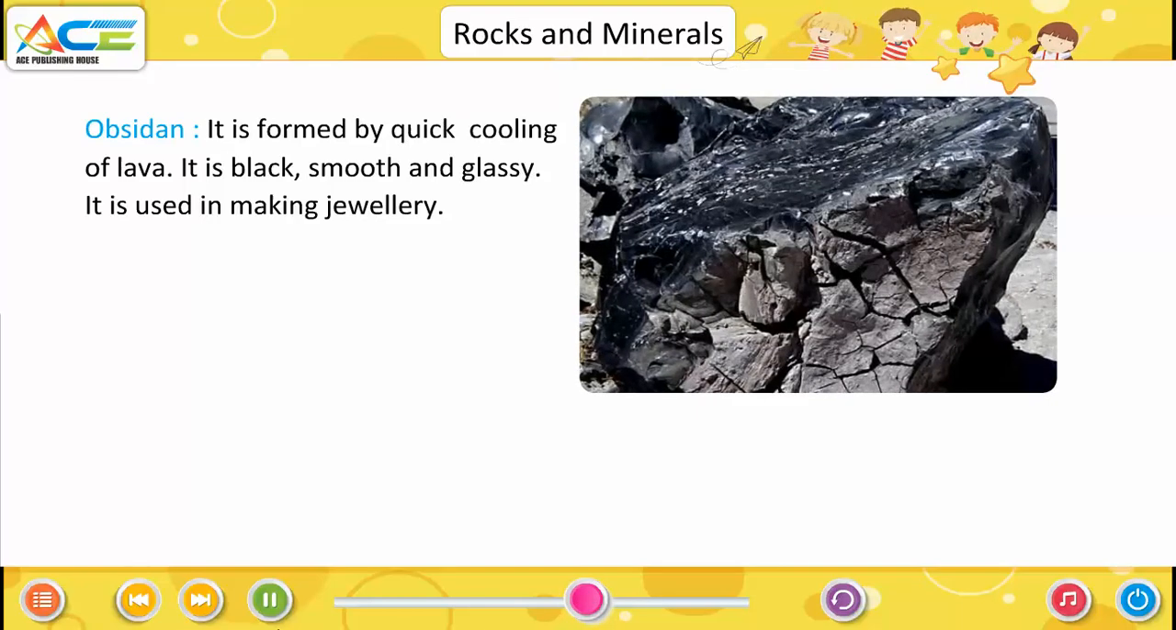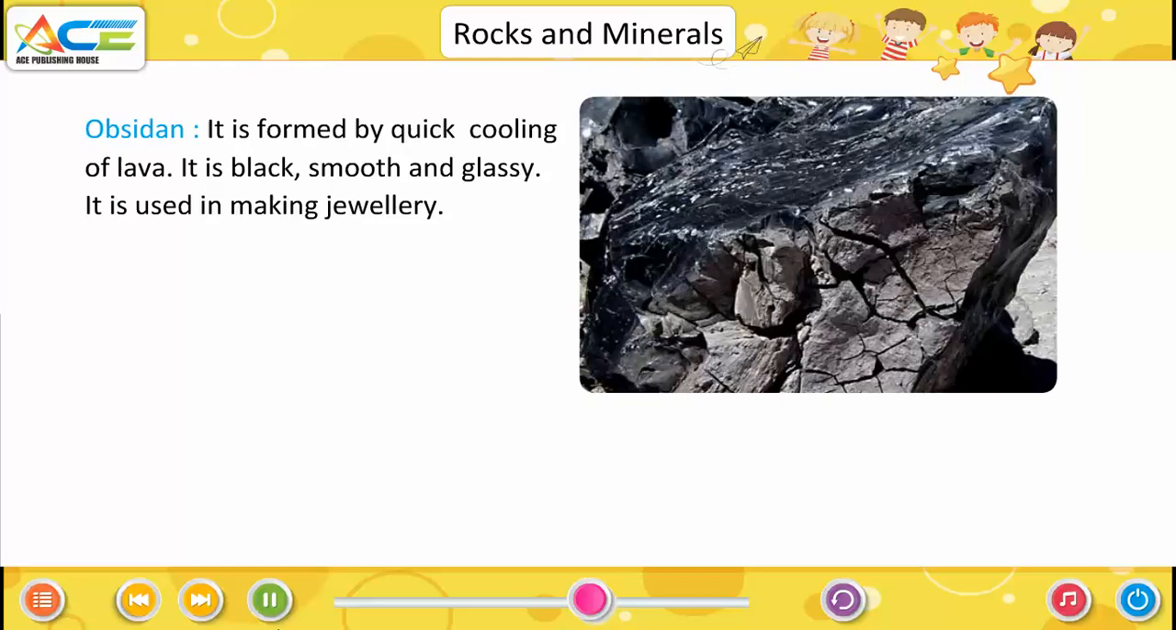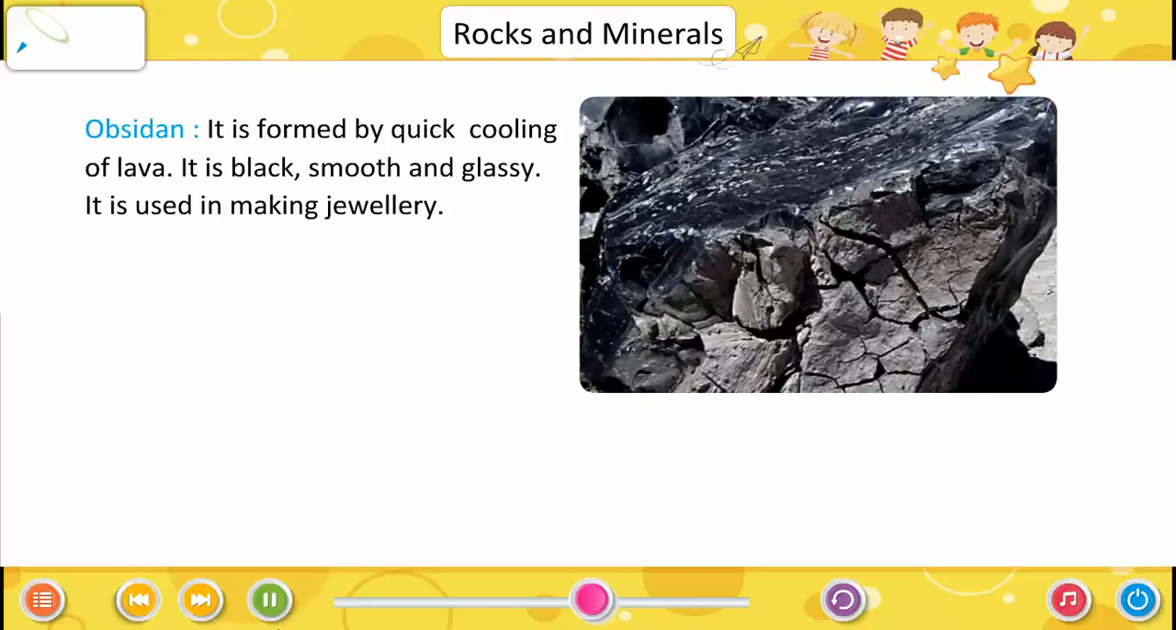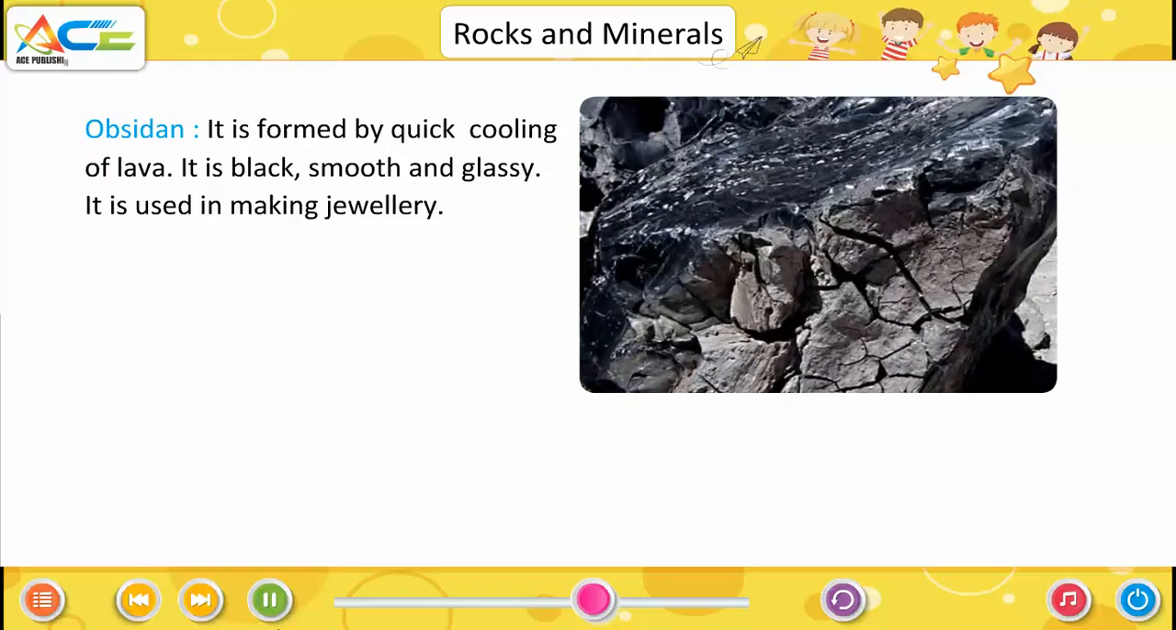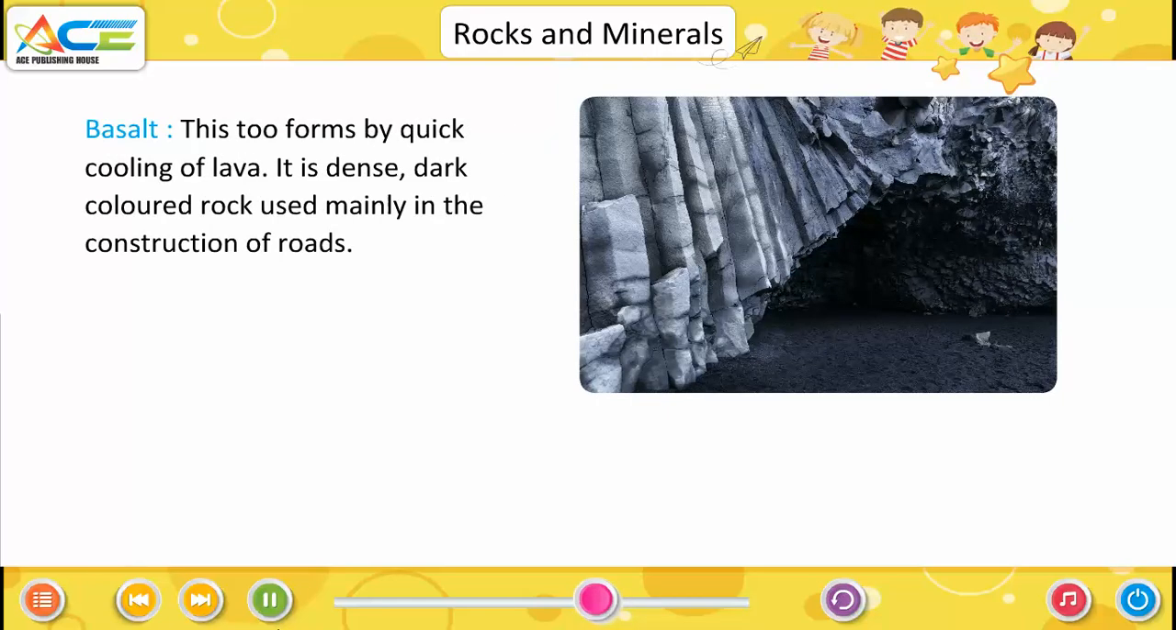Obsidian. It is formed by quick cooling of lava. It is black, smooth and glassy. It is used in making jewelry. Basalt. This too forms by quick cooling of lava. It is dense, dark-colored rock used mainly in the construction of roads.